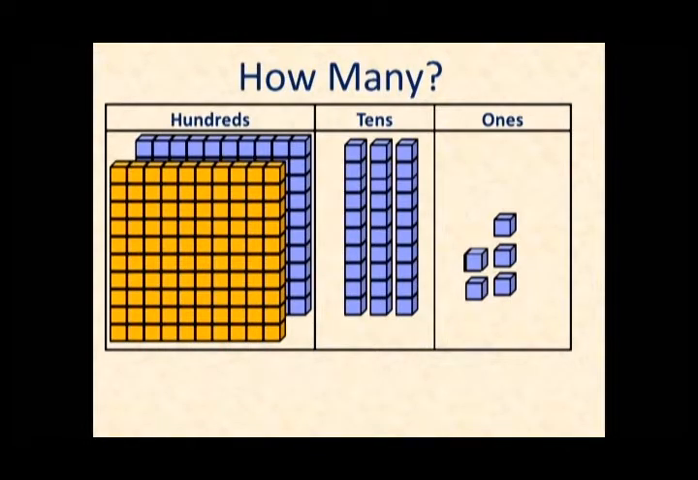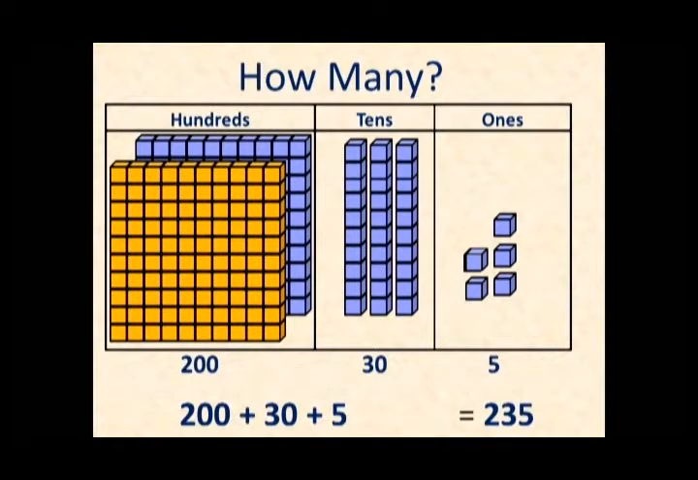Can you guess what the number is based on the blocks shown here? We have 2 sets of hundreds, 3 sets of tens, and 5 ones. What is the number? The number is 200, 3 tens, which is 30, and 5 ones. Hence, the total amount would be 235.